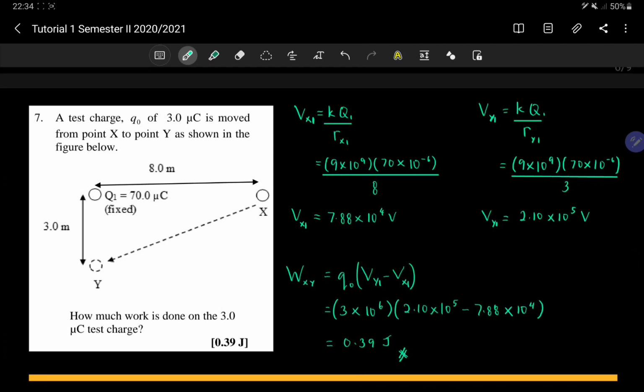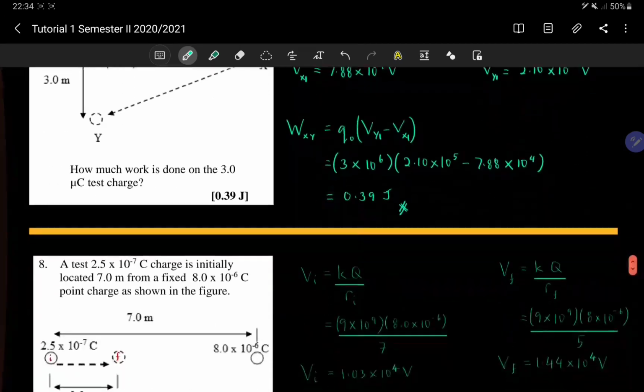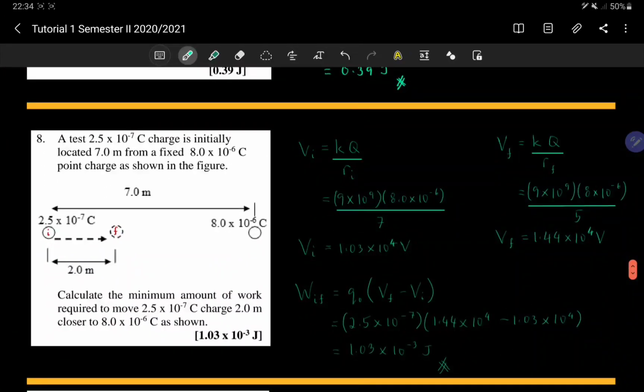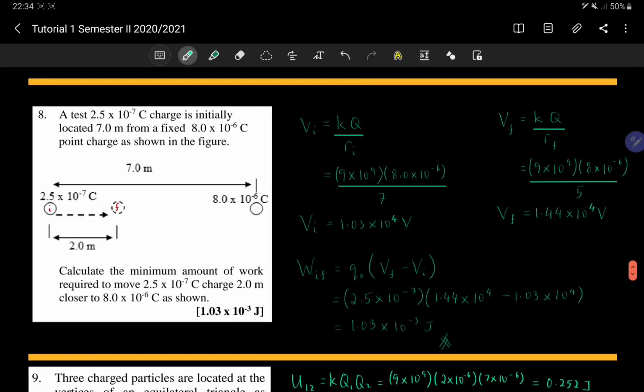Okay guys, next, question number 8. What do we have now? A test charge, with a magnitude of 2.5 × 10^-7 coulomb, is initially located 7 meters from a fixed 8 × 10^-6 coulomb point charge.